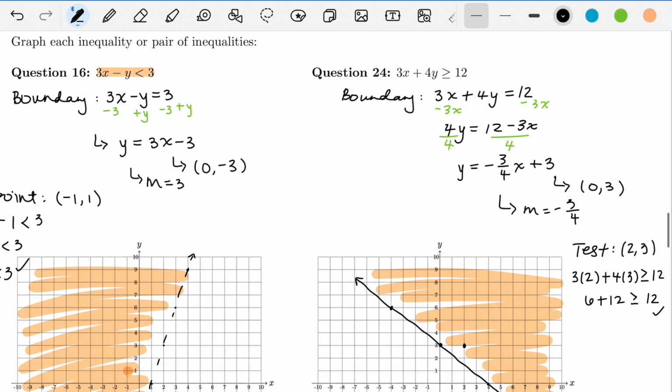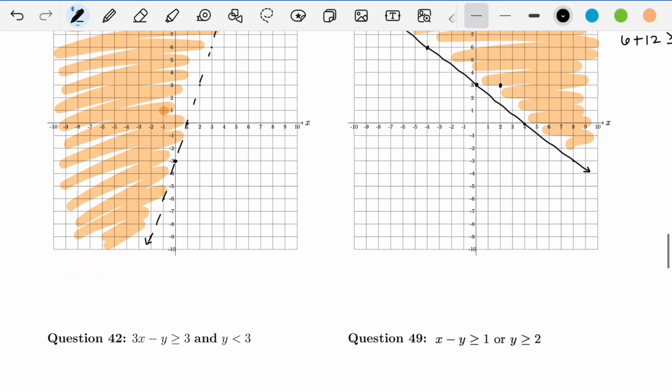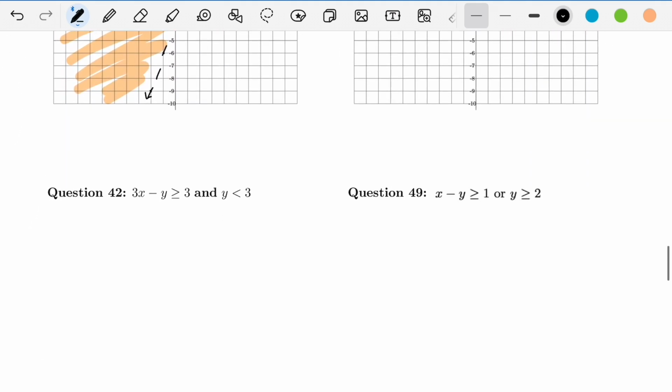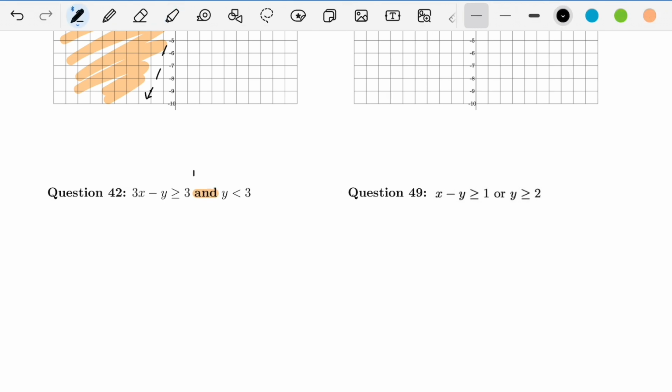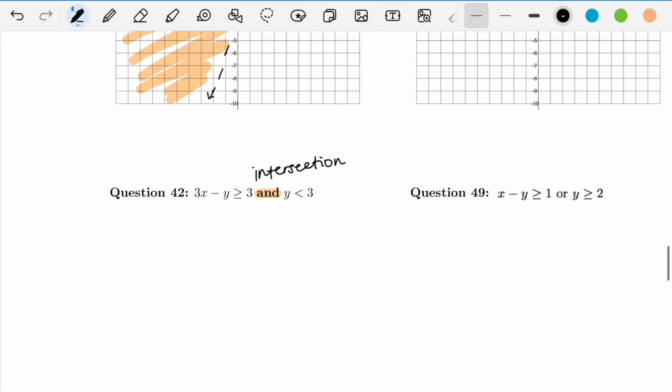All right, now for the next two examples, we're going to do something similar, but now we're looking at these compound inequalities here. For 42, we have 3x minus y is greater than or equal to 3, and y is less than 3. So we're looking for solutions that will satisfy both of these. Remember, we're looking at an and, so this is thought of as the intersection. We saw that from last week's material.